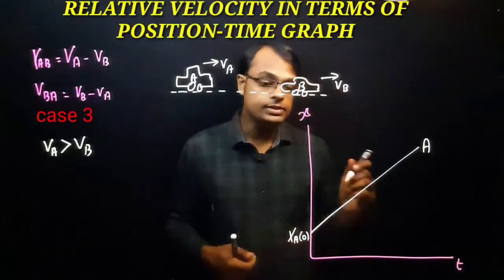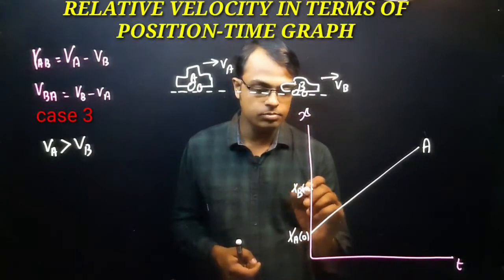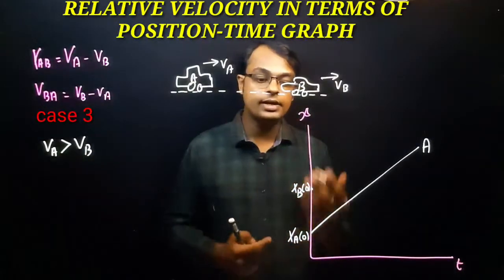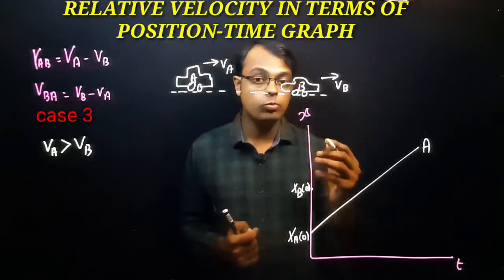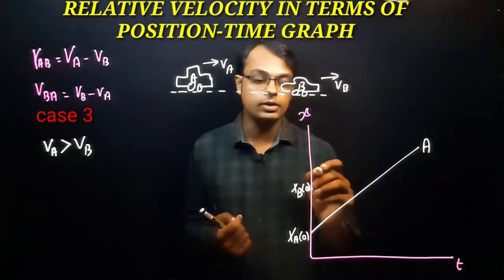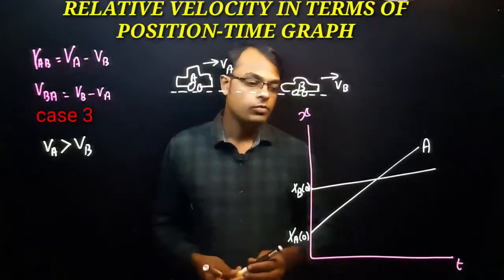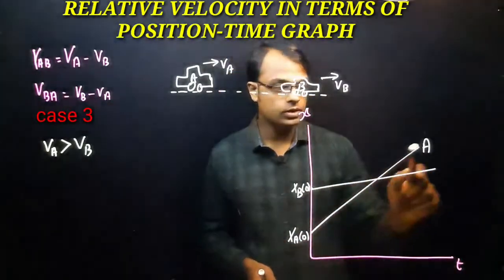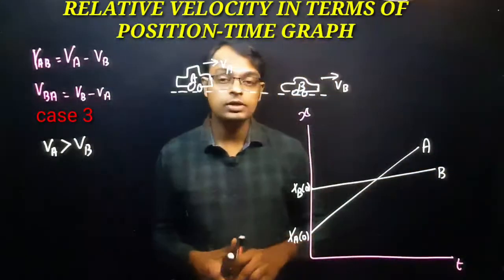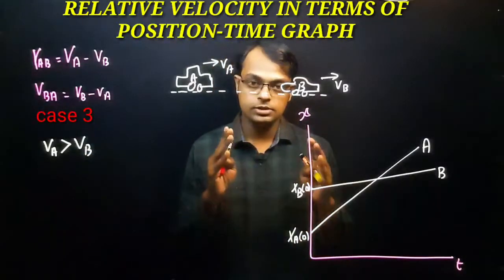Now for car B, just imagine this is the initial position of car B, XB of 0. Here it is mentioned that VA is greater than VB. So definitely which slope will be more? The car A slope will be more than car B. So I can draw the graph like this. You see the graph here. Which slope is more? Car A. So this line represents car B. The slope of car B is small. Why? Because the velocity of car B is small.